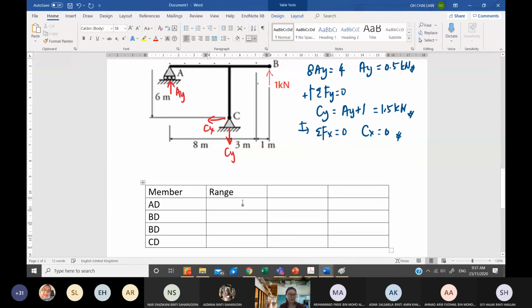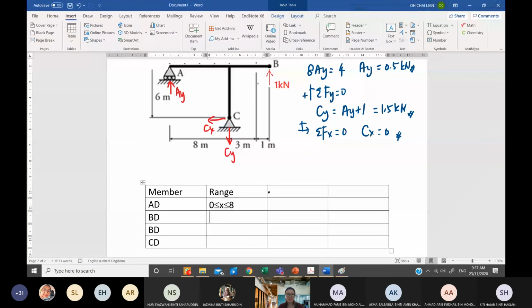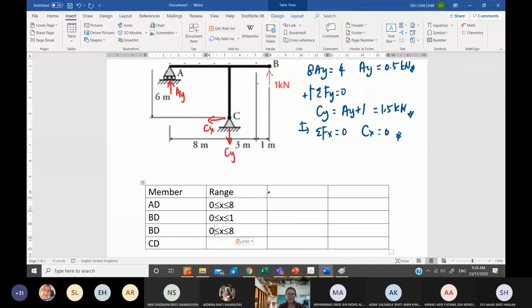And then this will be X. This is tricky for me. Okay, AD is within 0 to 8. And then for BD, I have 2: one is between 0 to 1, and another is from 1 to 4. And CD is 0 to 6. I hope you can also do your range now.